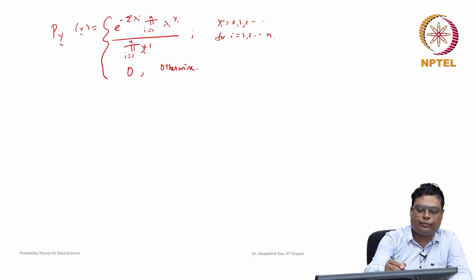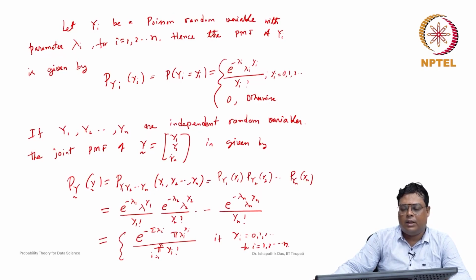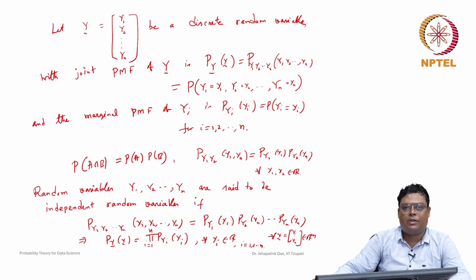This is one concept we understood: if we know that these random variables are independent, then we can find their joint probability mass function if we know their marginal probability mass functions. So this is the joint probability mass function of independent Poisson random variables y1, y2, yn that we discussed. Hopefully you have understood it.